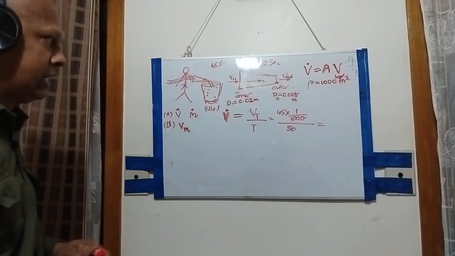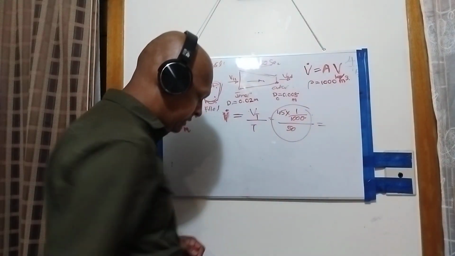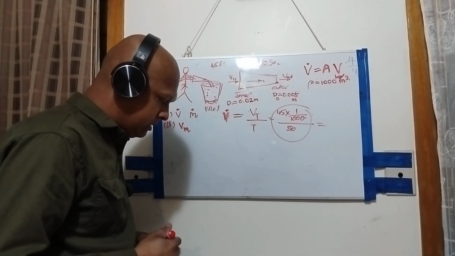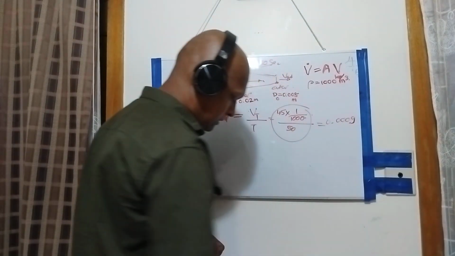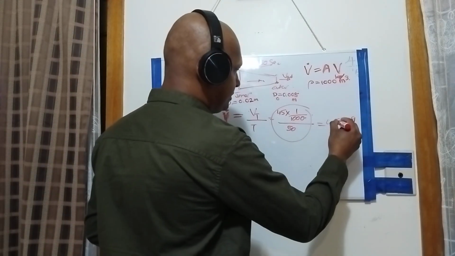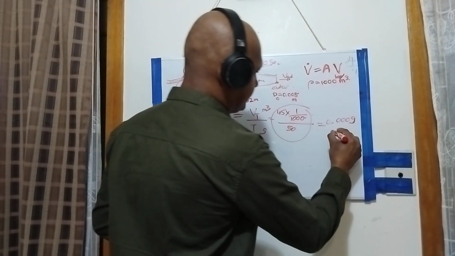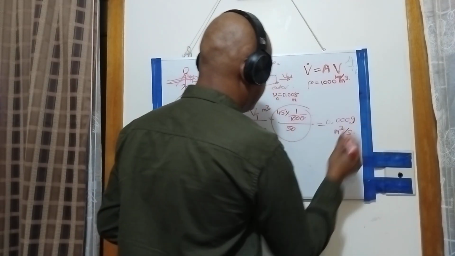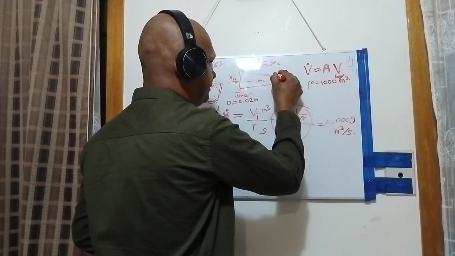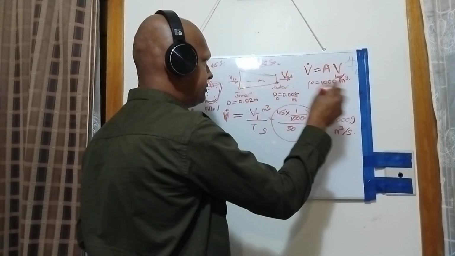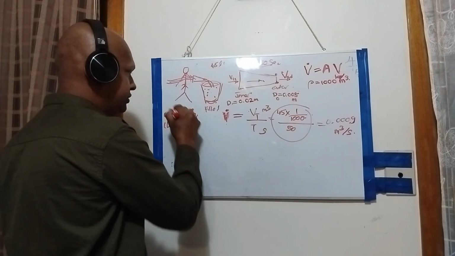Once we solve this, the answer will be 0.0009. That's cubic meters per second. So that's the volume flow rate pretty much at the exit where the nozzle exit is. So that solves this part, and that's one of the answers.